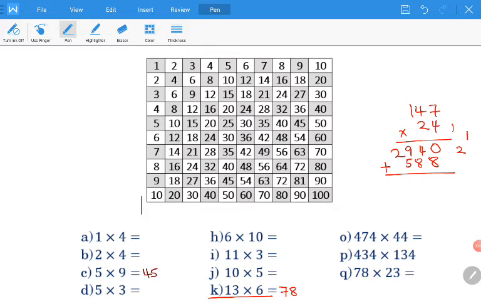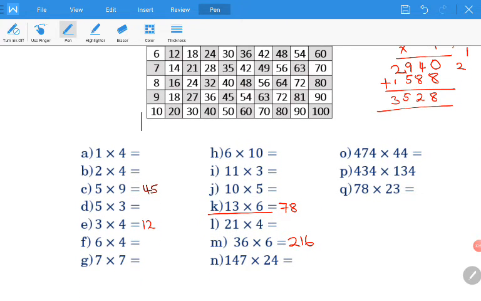Then we add. So here if we add 0 plus 8, it gives us 8. 4 plus 8, that's 12, is 2 carry 1. 9 plus 1 plus 5, that's 15. So it's 5 carry 1. Then 2 plus 1, that's 3. So 147 times 24, that's 3,528.